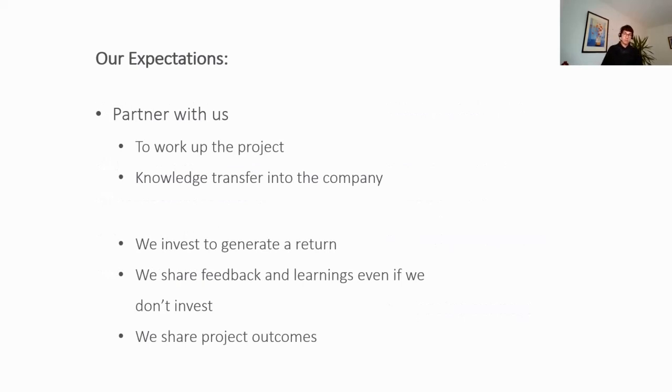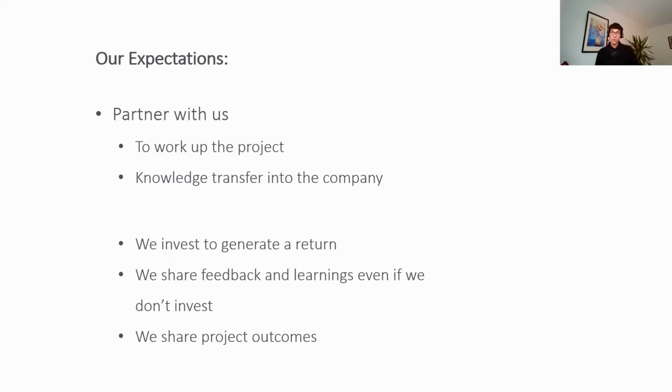So what are the expectations? First, when we engage with you post a first conversation, we really ask you to work up the project with us. Working up really means, well, we have a technology that is in the lab right now, but what could the vision be for it? What is required to get it from the lab into a customer's or a consumer's hands? And that is really going to be a process that is happening in partnership.